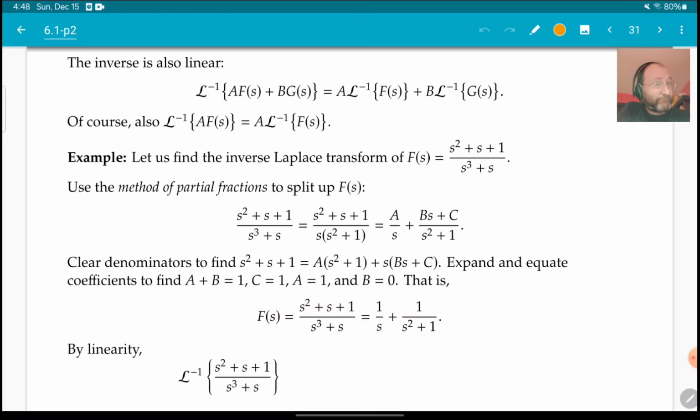And so by linearity, if we're taking the inverse transform over here, it's the inverse transform of 1 over s plus the inverse transform of 1 over s squared plus 1. Inverse transform of 1 over s is 1. Inverse transform of 1 over s squared plus 1 is sine of t. All right, good.